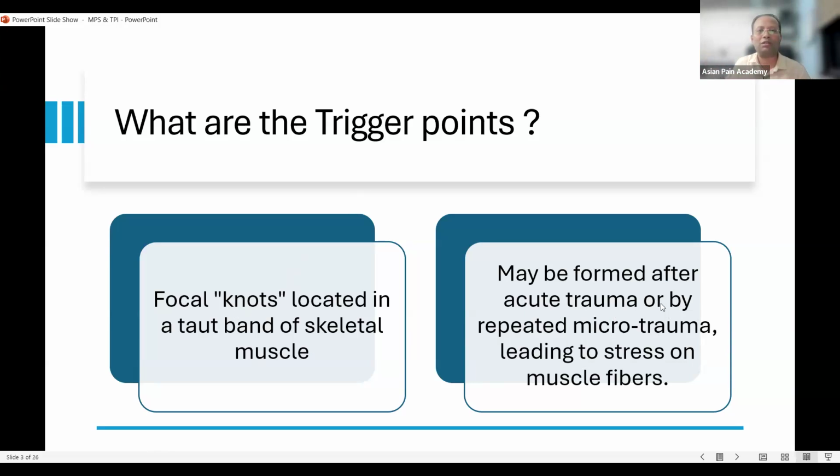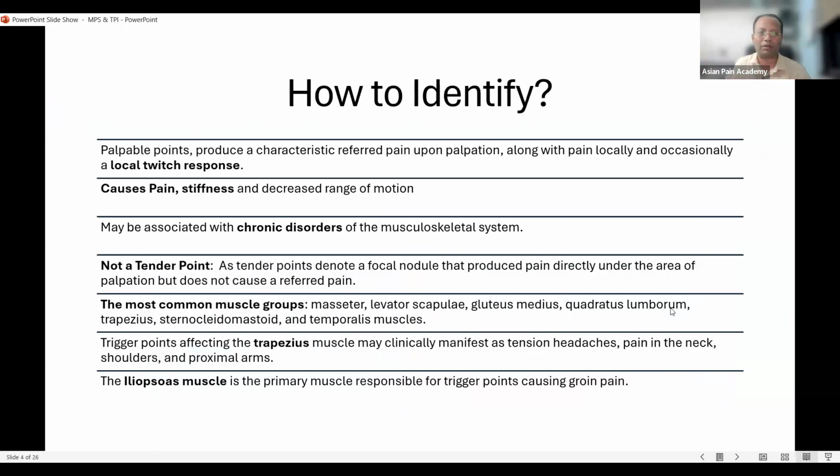So these focal knots are mainly called trigger points, and this is the hallmark. How to identify? As I told you, the local twitch response. If you press with the tip of your finger, you may see it. While doing dry needling or needling for treatment, trigger point injection, when your needle tip touches inside that taut band, you may see a small twitch-like phenomenon.